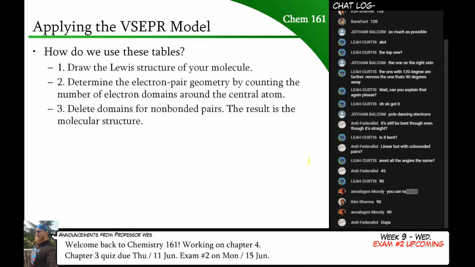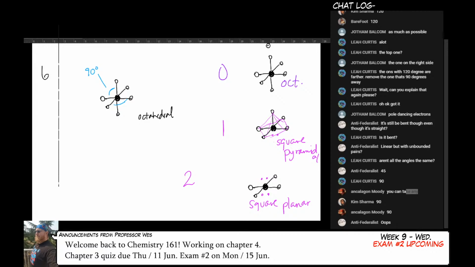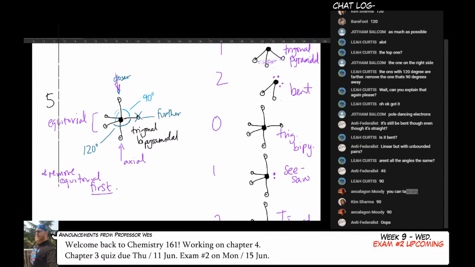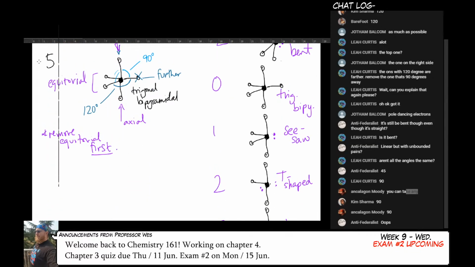So let's start assigning shapes to stuff. So how do we do this? First, you got to draw a Lewis structure. Second, you got to determine which category it goes into for electron pair geometry. So it's either going to be linear, trigonal planar, tetrahedral, trigonal bipyramidal, or octahedral. And then you start deleting domains for the non-bonding pairs and choose which member of the family it ends up being. So if I were to go back to, say, my chart here, and I had a molecule that had 5 electron domains, of which 2 were non-bonding pairs, I would find 5 right here, and then I would go to 2, and that's the name of the shape.